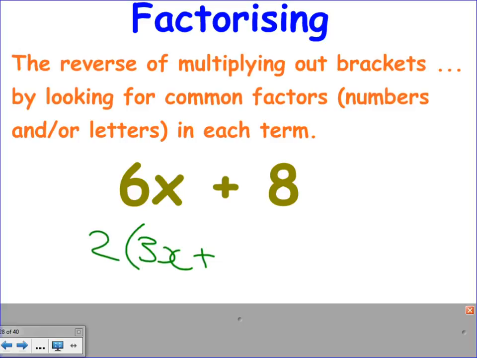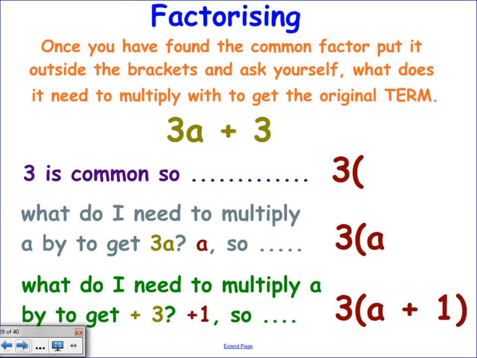Not hard, is it? Somebody earlier on said they struggled with factorising? Can't see why. Let's try another one then, okay? I've got 3a plus 3. Let's look at the process for dealing with this. What's common to both of those? The number 3. So 3 goes outside your brackets. You then have to ask yourself, what do I multiply by 3 to get 3a? a. Okay? So you end up with 3a. You then have to ask yourself, to get my second term of 3, what do I multiply 3 by to get 3? 1. Good, 1.